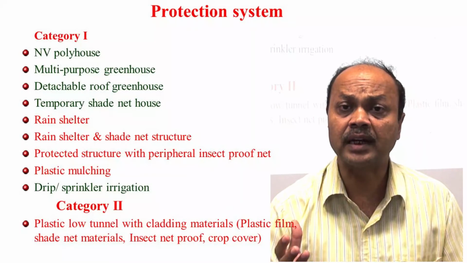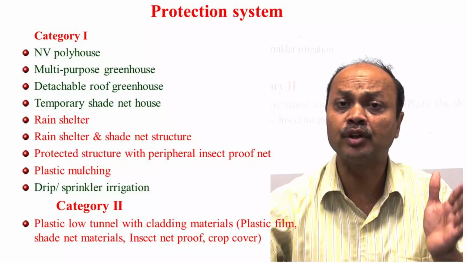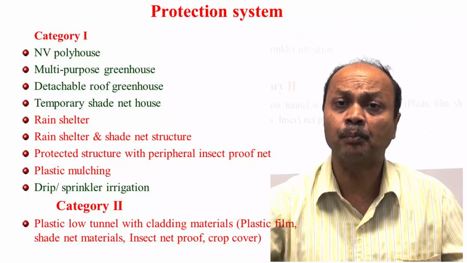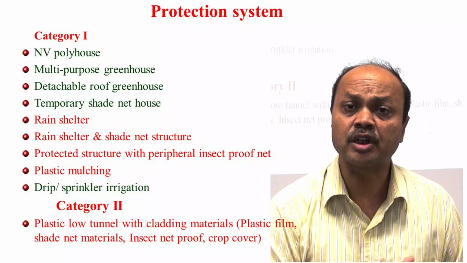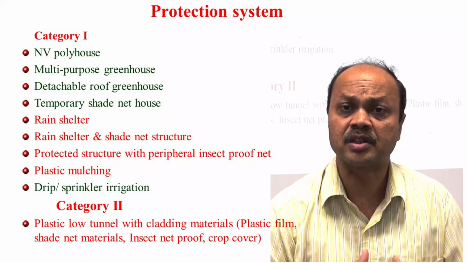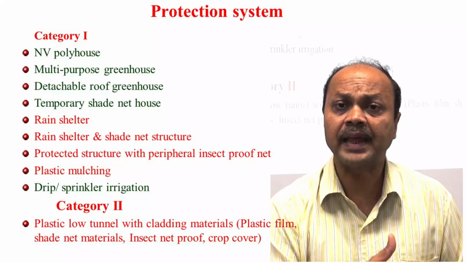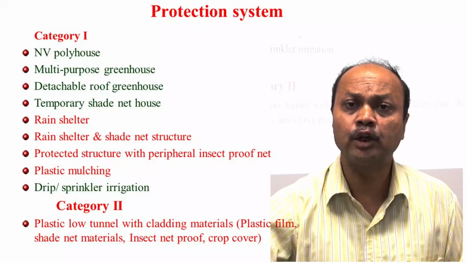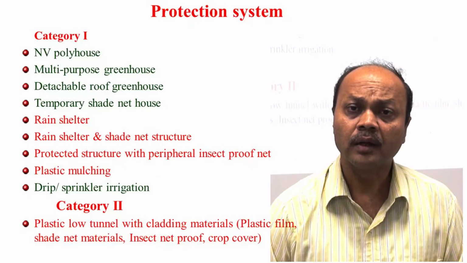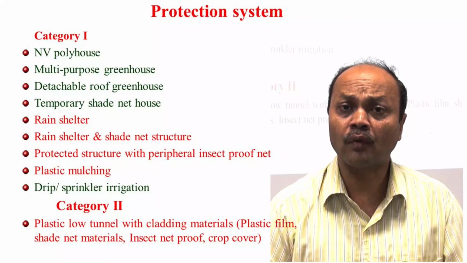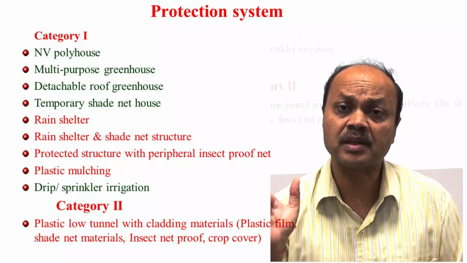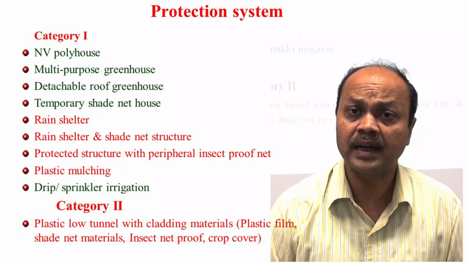Apart from that, there is the temporary shade net. Suppose someone is interested only during summer, so why go for a permanent polyhouse? Suppose someone wants to grow tomato or capsicum during summer, from February end, or 15 February, to June end. If you want to grow the crop only for 4.5 months during summer, a polyhouse will not work in that case.